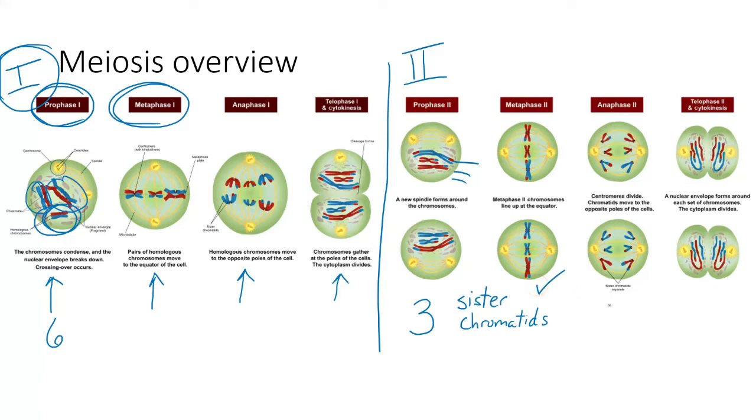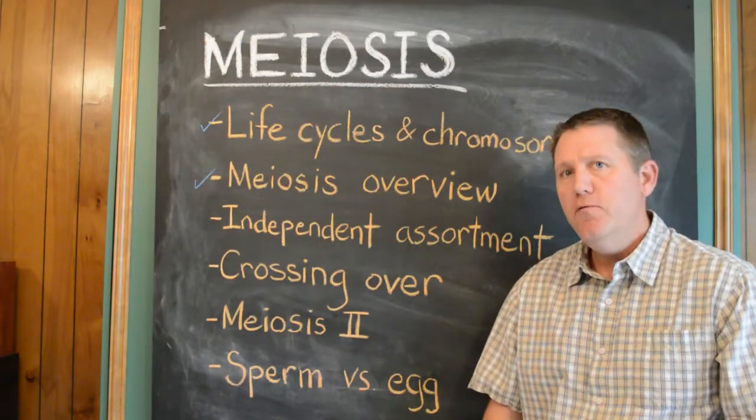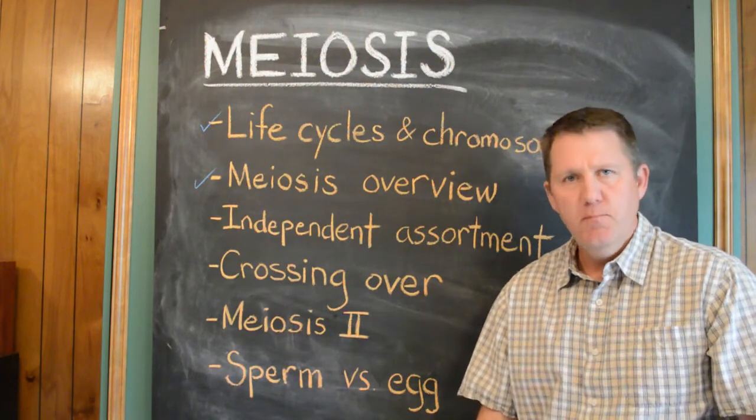So we line them up in metaphase, we pull them apart, put them in different cells, and our result is 4 cells, each with 3 chromosomes. And that's in contrast to the 1 cell we started with, 6 chromosomes total. We've cut it in half. That's the main idea. All right, so with that brief overview, let's revisit the important parts.